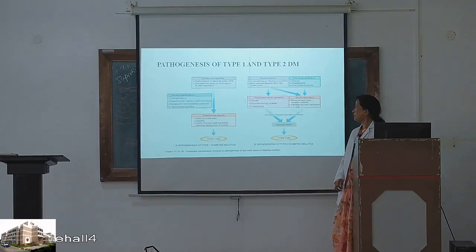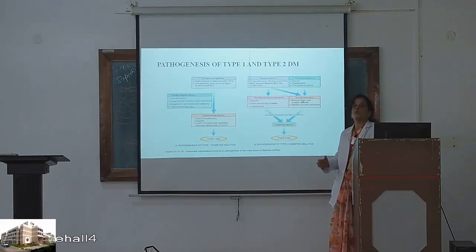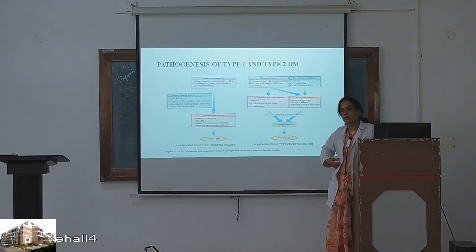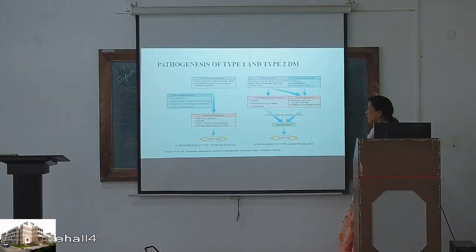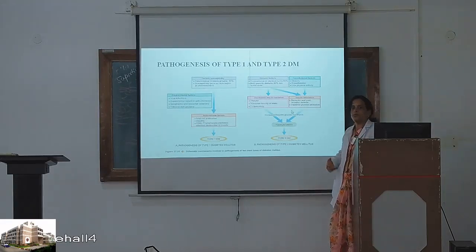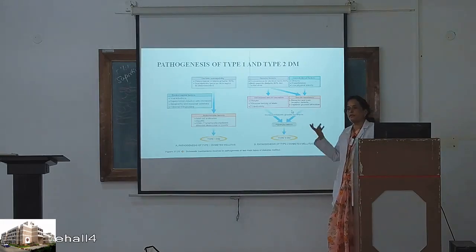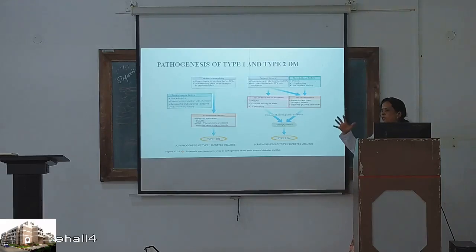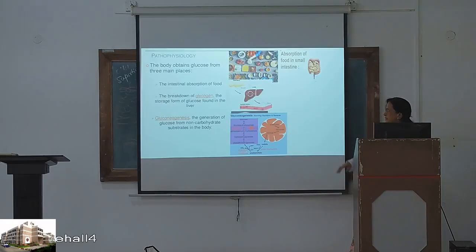Then when the cells are not getting glucose, the responsibility is on the liver. So what does the liver do? The liver starts producing more glucose. More glucose synthesis happens because it has to supply. The glucose is there but not utilized. So that leads to hyperglycemia. This is the pathogenesis of type 2 diabetes mellitus. Again, I have a few more pictorial depictions to talk about this.